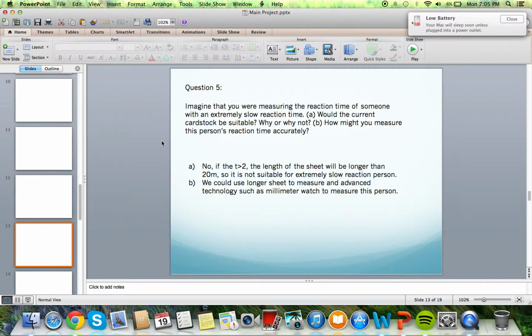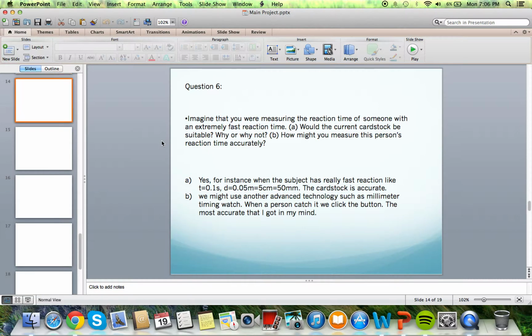And then imagine that you are measuring the reaction time of someone with an extremely slow reaction time. Will the current card stock be suitable? Why or why not? And how might you measure this person's reaction time? Well, on the first one, no, if the t is longer than 2 seconds, the length of the sheet would need to be no shorter than 20 meters, so it's not suitable for an extremely slow reaction person. Or we could use a longer sheet to measure, and with the help of advanced technology such as a millisecond watch to measure this person.